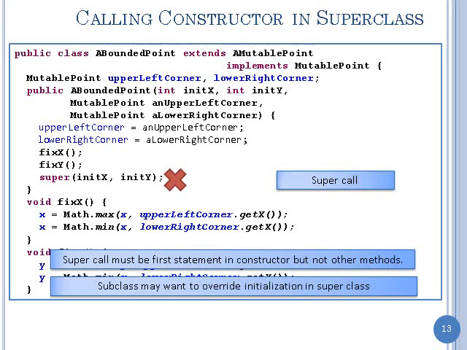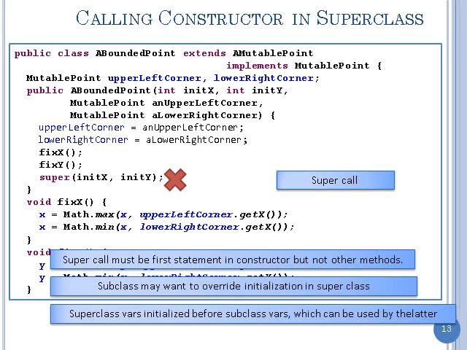So subclass may want to override initialization in superclass, which is exactly what we want here. We want the fix to be done later. Okay? And superclass variables initialized before subclass variables, which can use the former. Did I say it wrong? I think I got the former part wrong. Subclass variables can use the superclass variables, basically. Okay? Okay. Questions? Okay. And subclass variables are not visible in superclass, just as I said.